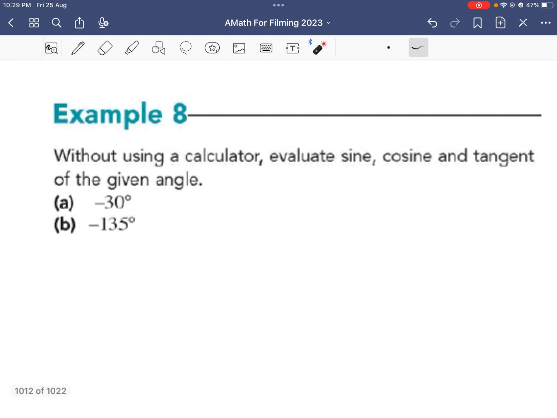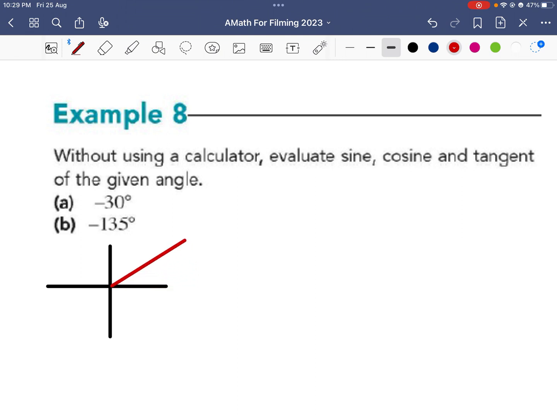Okay, now I will go to example 8. Example 8 is without the use of a calculator, important, you cannot use a calculator for this. What I need to find is negative 30 and negative 135 degrees. So first and foremost, negative 30. Let's just start to draw this. Now negative 30. For positive 30, I will move anti-clockwise. So for negative 30, I will move clockwise. So if I move clockwise, here is negative 30.